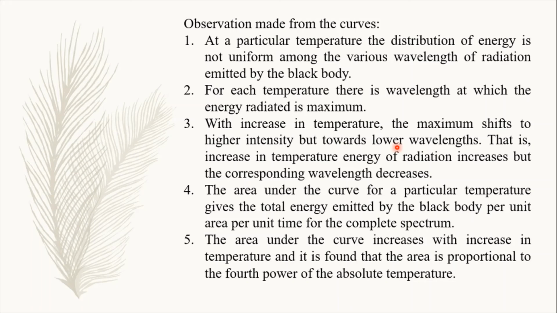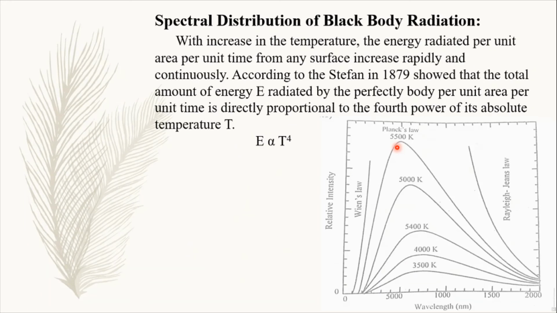The area under the curve for a particular temperature gives the total energy emitted by the black body per unit area per unit time of the complete spectrum. So as the temperature increases, the area under the curve also increases. What does this area under the curve indicate? It indicates that the total energy emitted by the black body per unit area per unit time for the complete spectrum also increases.